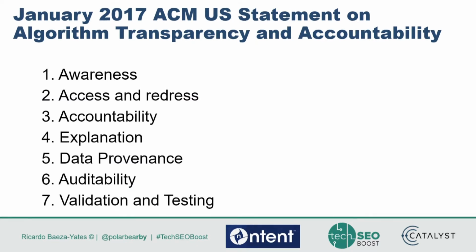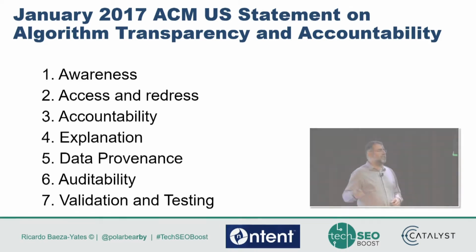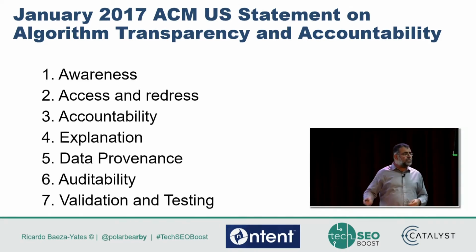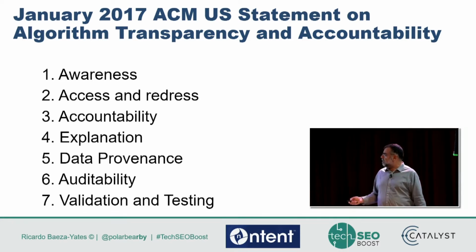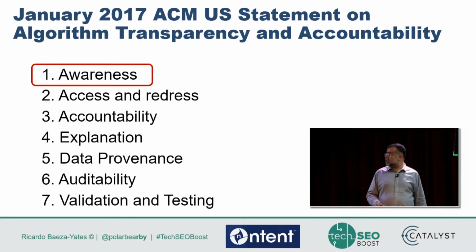Okay, almost 3 years ago now, the ACM, the largest association of computing professionals, an old name, Association for Computing Machinery, but it's basically computer science, made a statement for the committee for US policies, and I'm part of the committee, listing the 7 properties that an algorithm should fulfill. And I will not read them, but basically here today we're talking about awareness. So the algorithm should be aware of all this.